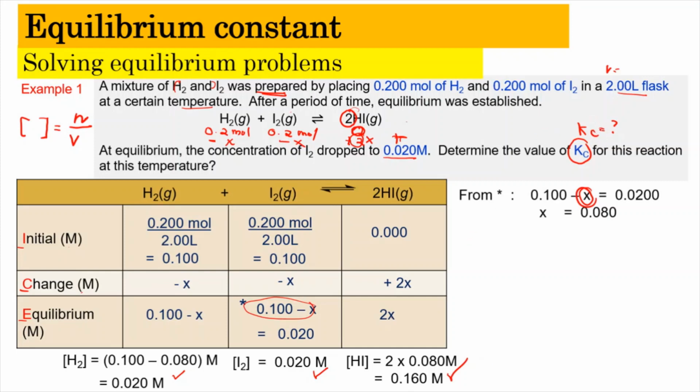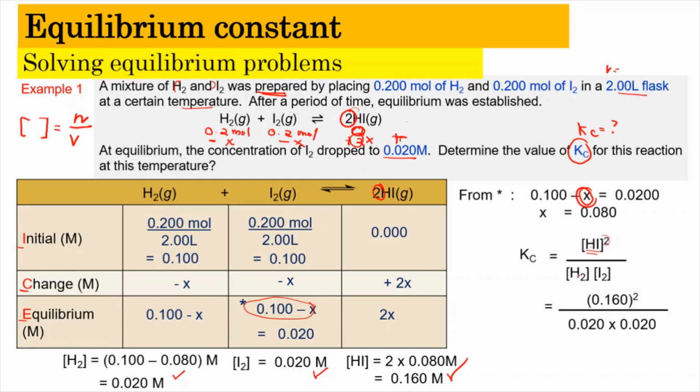Okay, but the question asks us to find the Kc. So in order to do that, we need to write the Kc expression first. So for our Kc, it's going to be the ratio of the concentration of the product, which is HI, to the power of 2, because the stoichiometry here is 2, divided by the concentration of the reactants, hydrogen gas as well as the iodine gas. The value of HI is already obtained here, which is 0.16 to the power of 2. Okay, do not forget the power here.